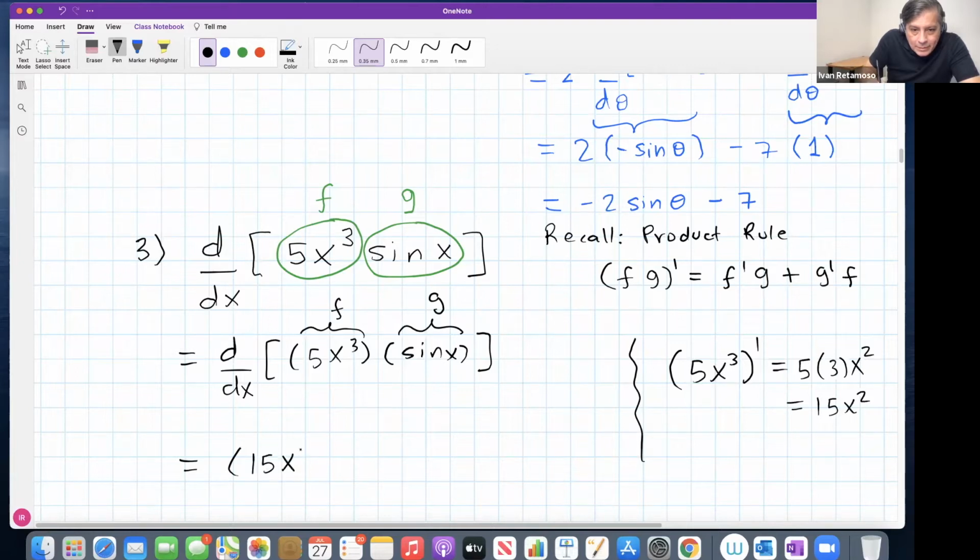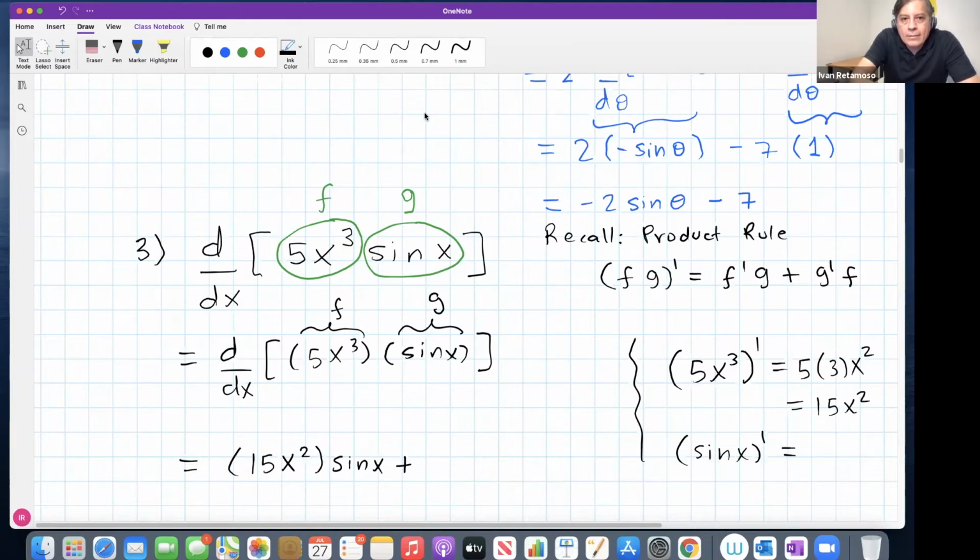15x squared, the derivative of f. Now I'm supposed to multiply that by g, the other function without the derivative, as it is, right? Sine of x. Great. Then plus. Now it's time to take the derivative of g. Can anyone tell us in the chat what this derivative is? The derivative of sine of x.